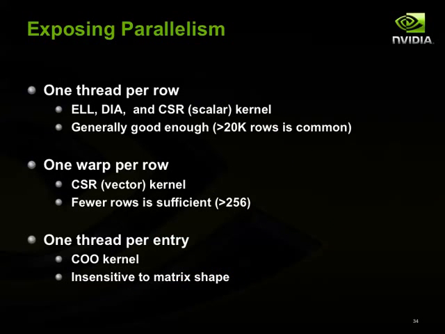Okay. So this just summarizes what I said. The one thread per row strategy works perfectly fine if you have tens of thousands of rows. One warp per row is good if you have a few hundred. And then the COO kernel, which does one thread per entry of the matrix, is a very robust thing. It's a bit slower than the others in many ways, but it's a more robust approach.